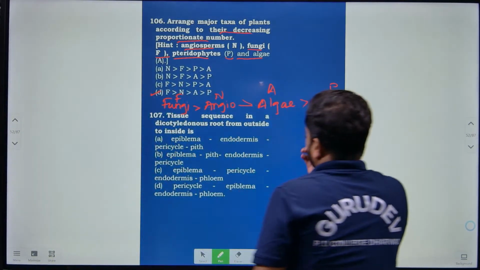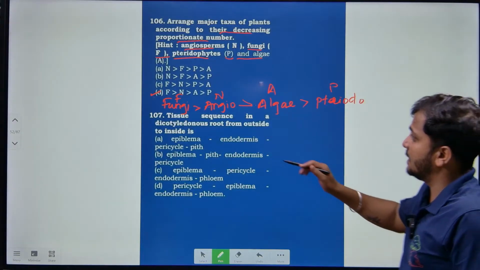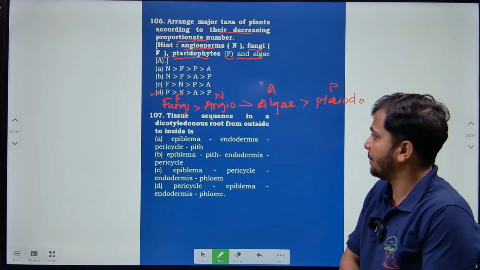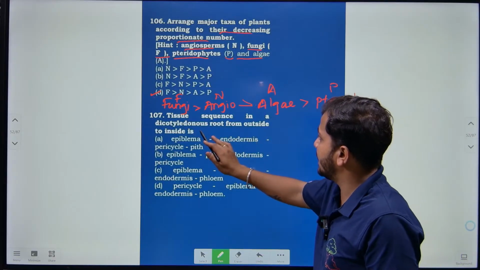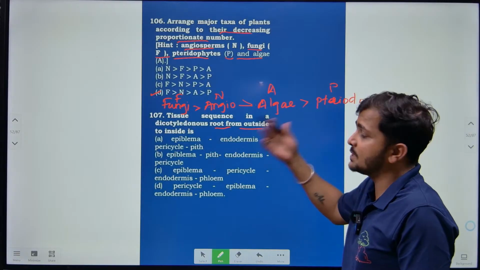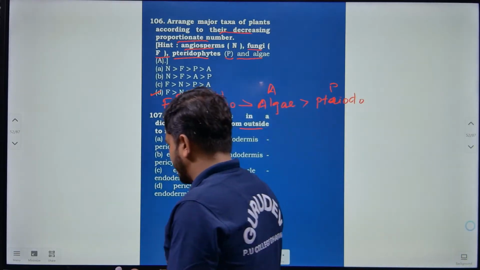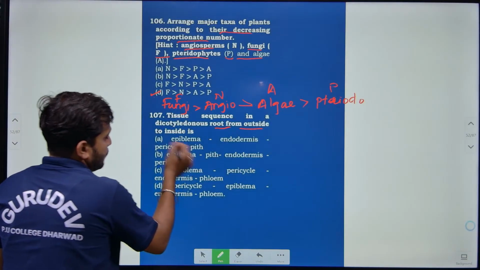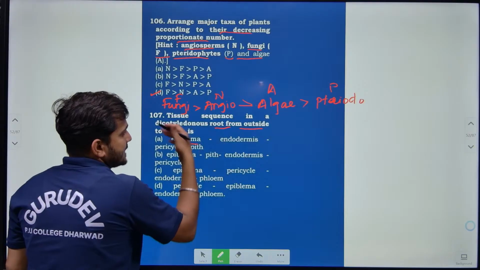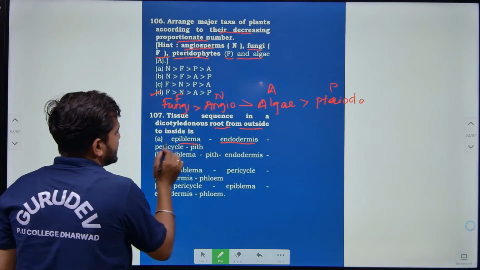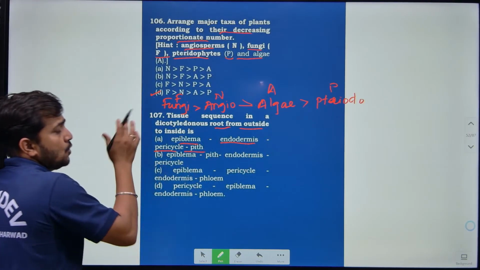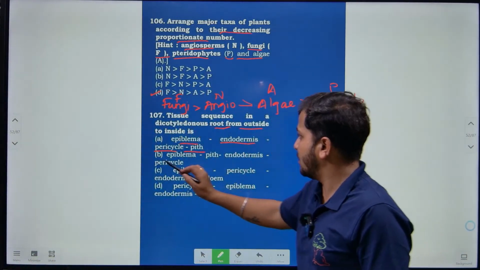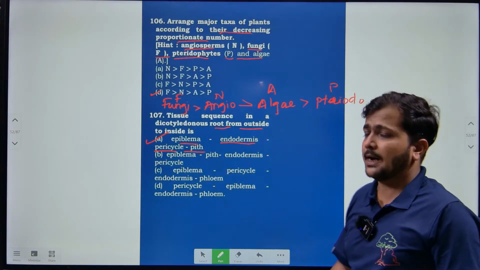Then the tissue sequence in a dicotyledonous root from outside to inside, what they are asking. Outside to inside, what we are going to find out here is first epiblema, that is epidermis, then endodermis, then pericycle and pith. Based on that arrangement of the root, option A is correct, right?